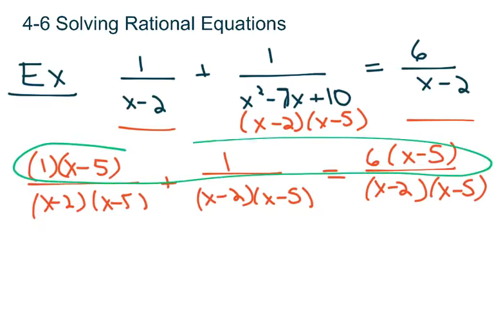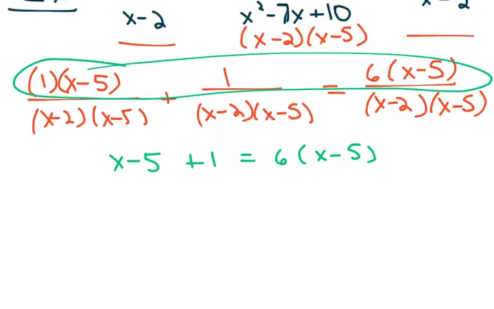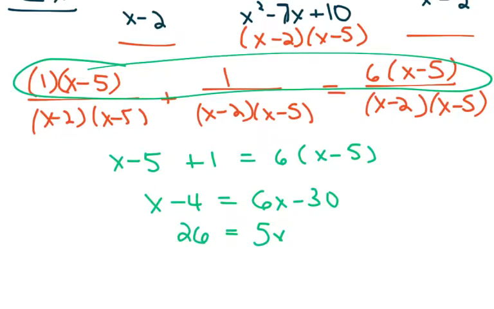So what I'm going to do is create an equation with just the numerators. So 1 times x minus 5 is just x minus 5, plus 1 is going to equal 6 times x minus 5. And I'm going to solve that equation for x. So the left-hand side simplifies to x minus 4. The right-hand side becomes 6x minus 30. I'm going to subtract x from both sides, and then I'm going to add 30, and I get 26 is equal to 5x.